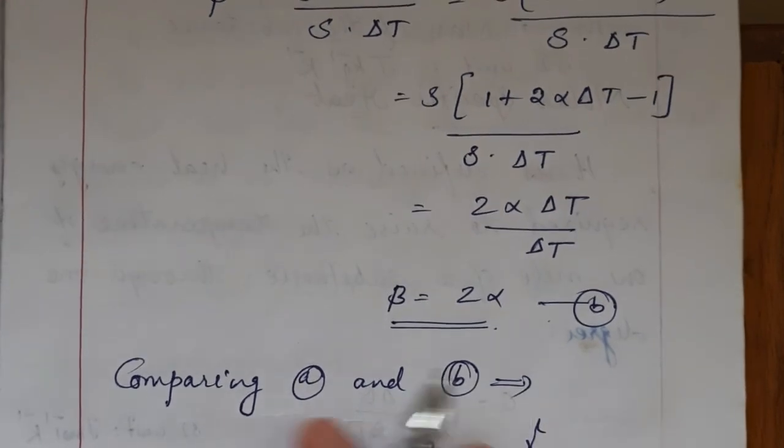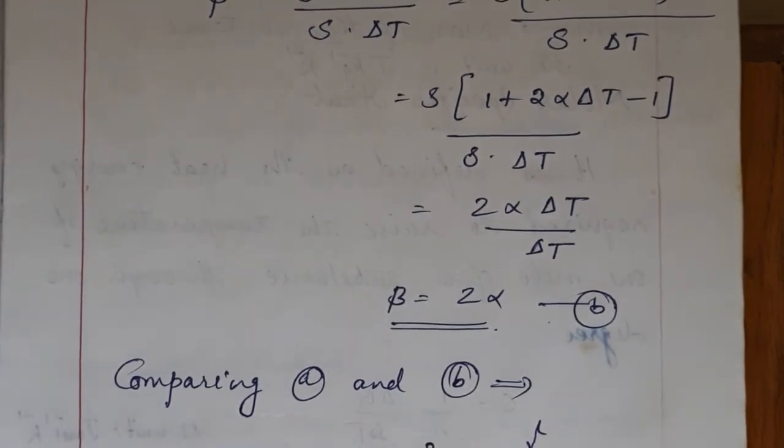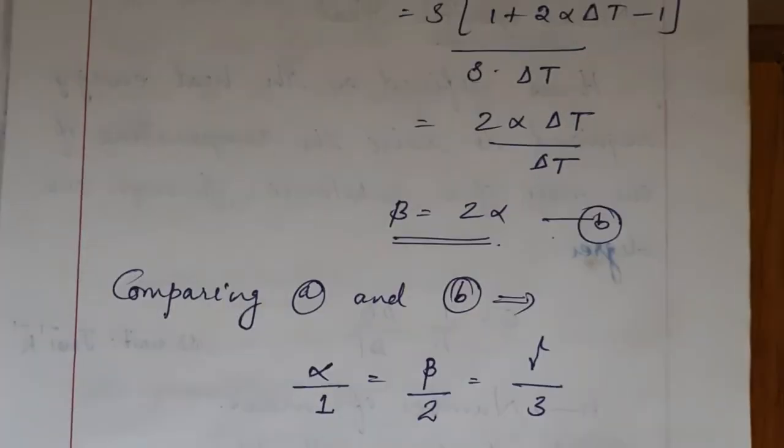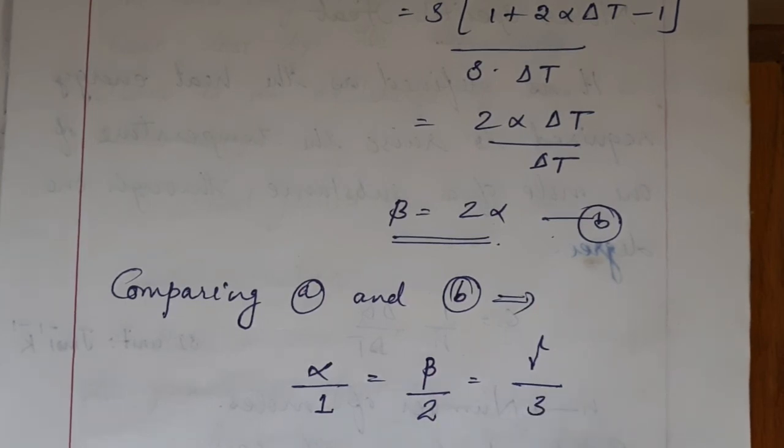So the final relation between all the three: alpha by 1 is equal to beta by 2 is equal to gamma by 3. So this is the equation connecting all the three, alpha, beta and gamma.